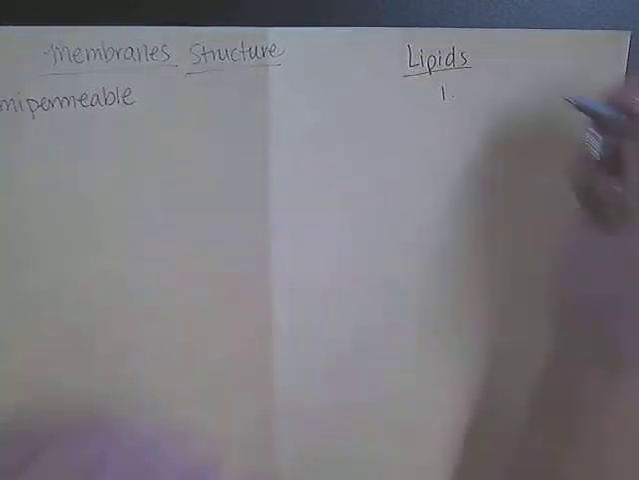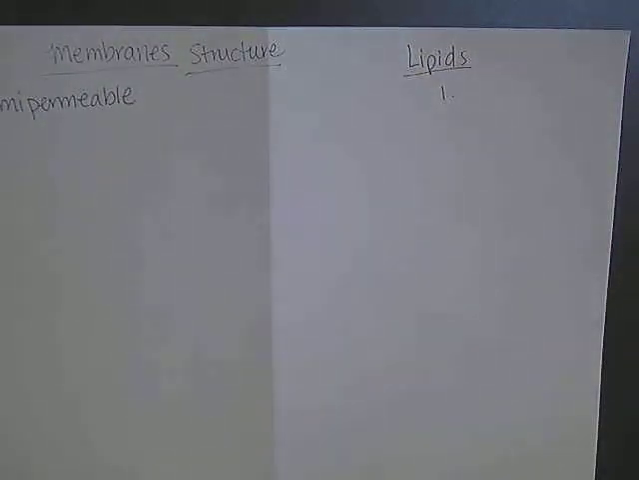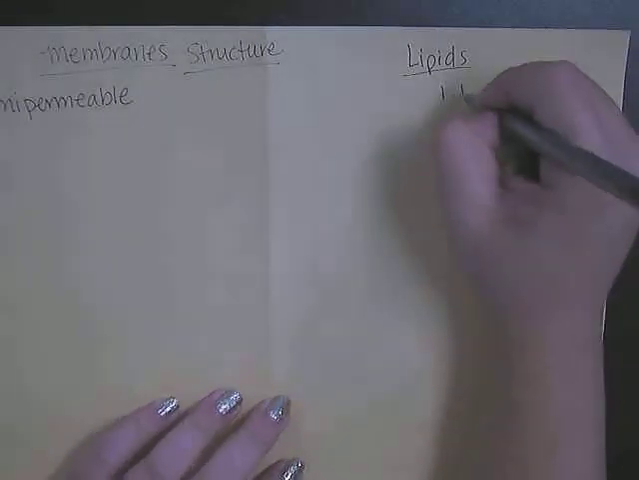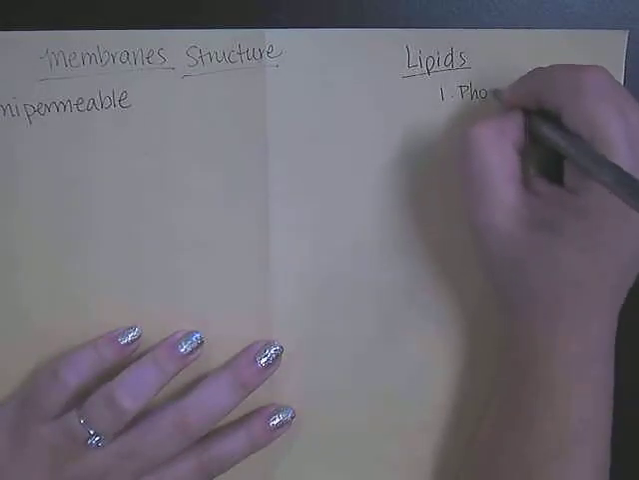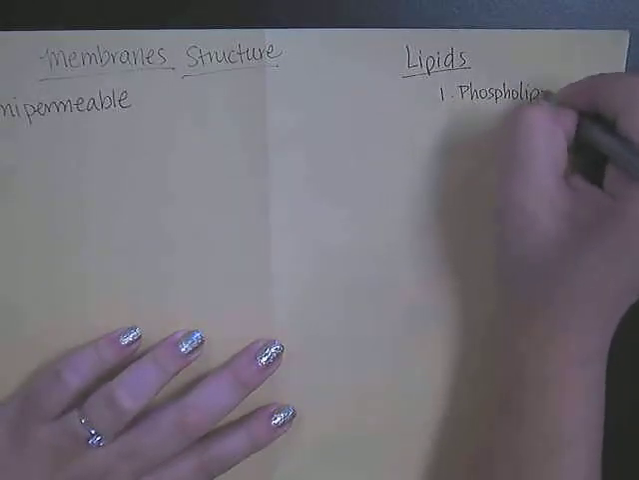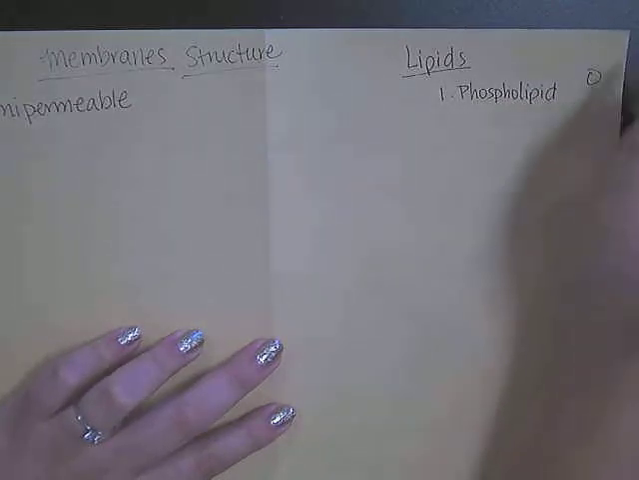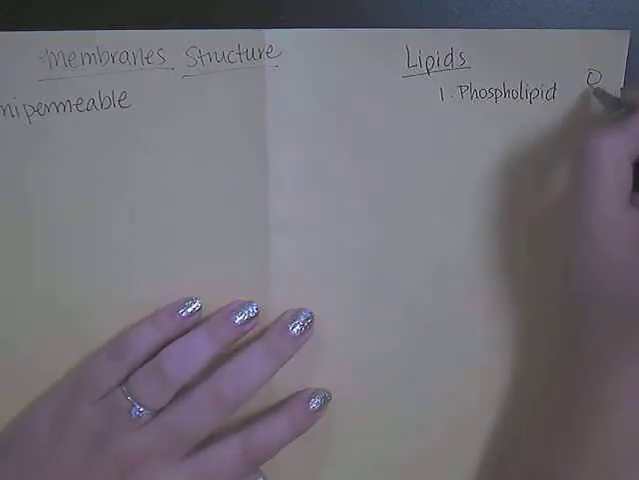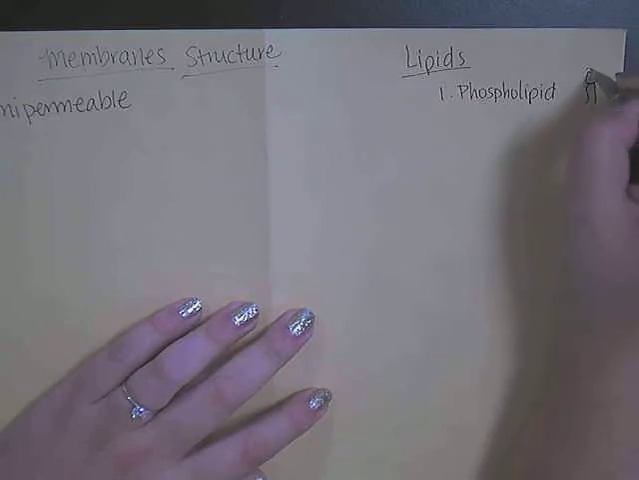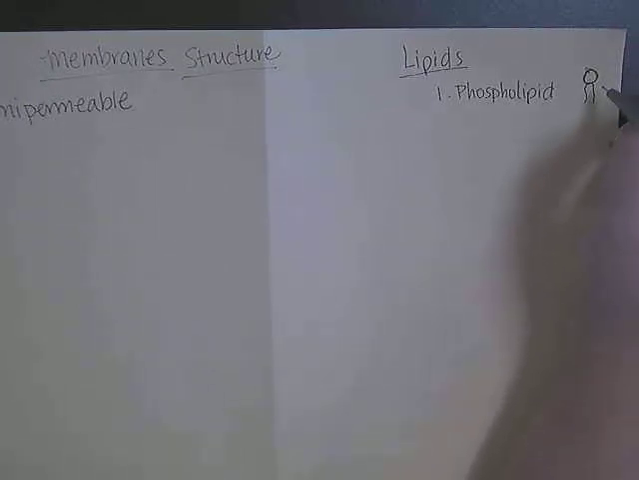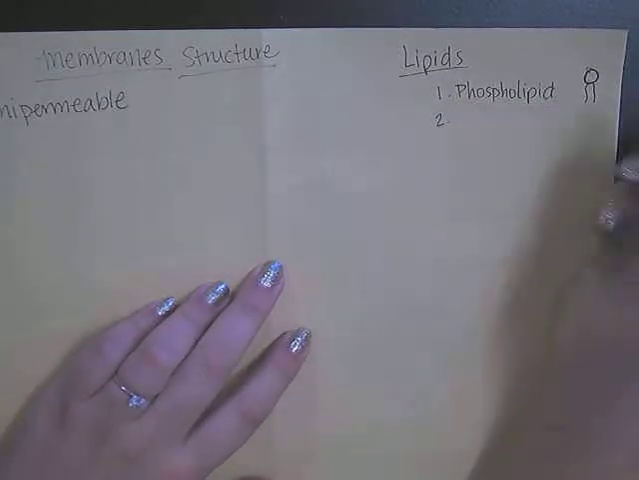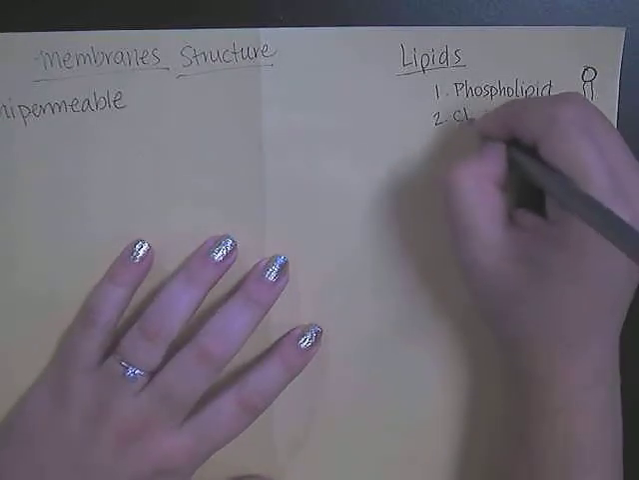There's two types of lipids involved in the component or the structure of the plasma membrane. The first of which is the bulk or what makes up the plasma membrane itself, and those are phospholipids. Okay, so those phospholipids have a hydrophilic head and hydrophobic tails. And the head is the polar or hydrophilic area, and the tails are the hydrophobic or the non-polar areas.